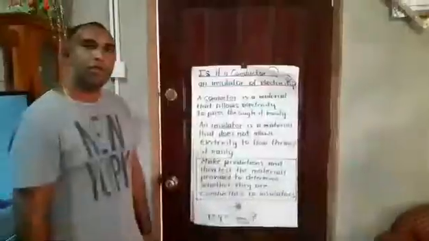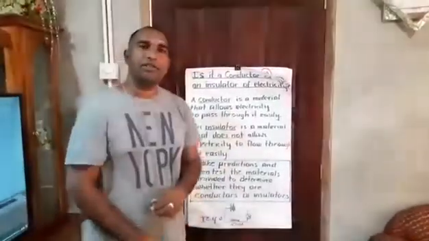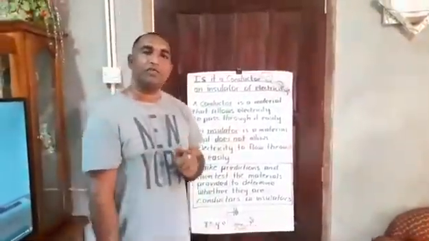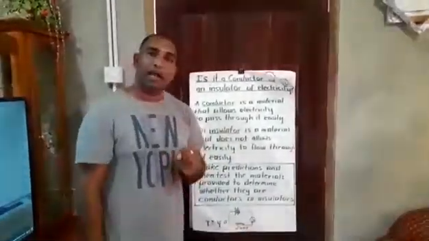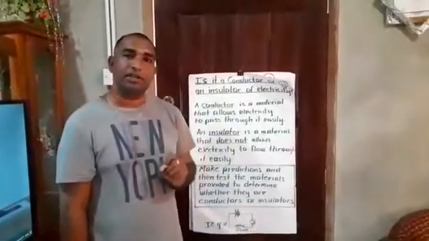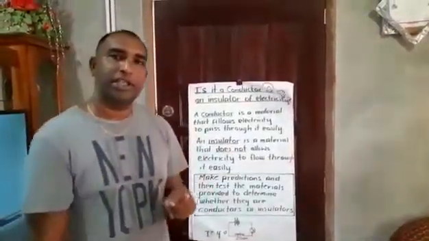Before we can do that, we need to clarify a few definitions. A conductor of electricity is a material that allows electricity to flow through it very easily, whereas an insulator is a material that does not allow electricity to flow through it that easily.